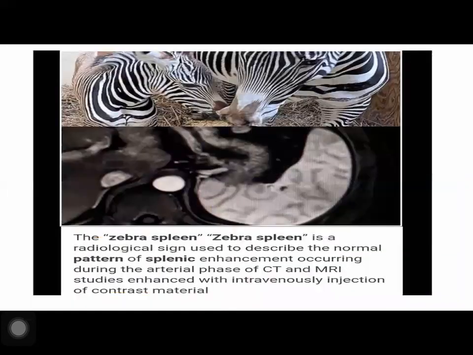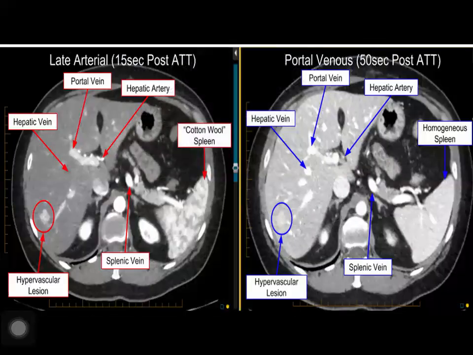According to Zebra, spleen describes the normal pattern of splenic enhancement in the early arterial phase in ultrasound, MRI, or CT, due to different flow of blood and contrast through the red and white pulp, because the red pulp enhances early and the white pulp enhances late. This white band describes the red pulp, which enhances early, and the dark band between is the white pulp, which enhances late. Homogeneous in the venous phase and heterogeneous spleen in the early arterial phase.